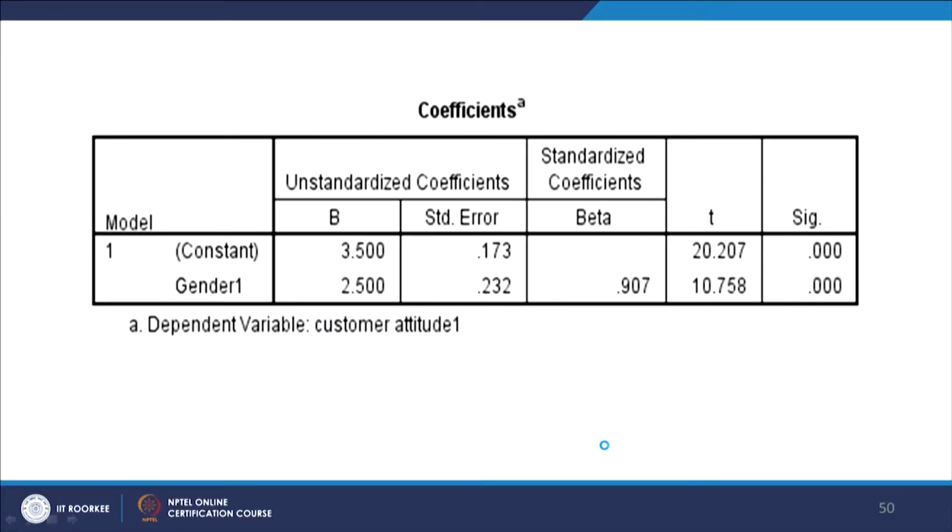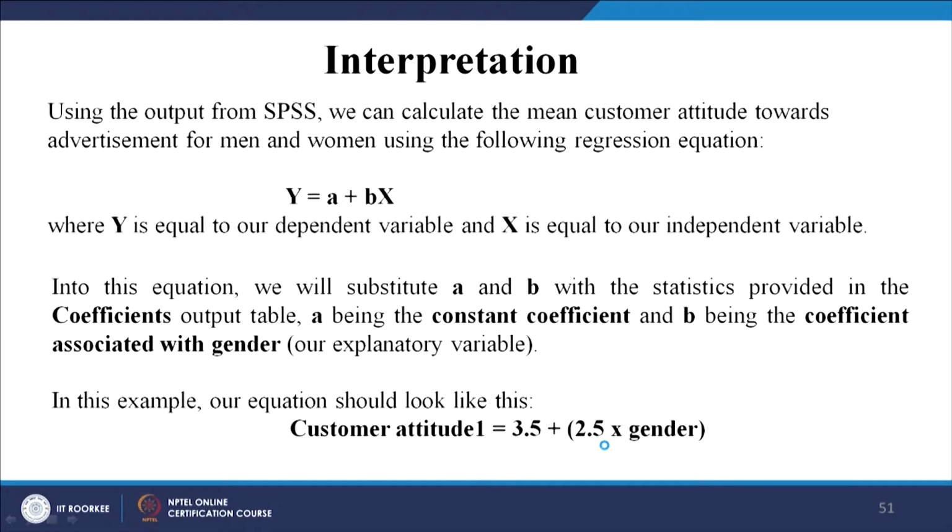Now, let us go back. This is how it comes. I have written the coefficients for you. From the output we can calculate the mean customer attitude towards advertisements for men and women. So, y is equal to a plus bx, where y is the dependent variable and x is our independent variable, which is gender.